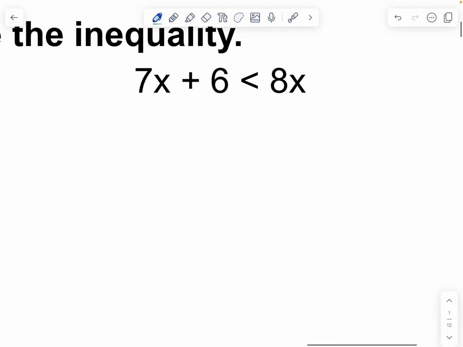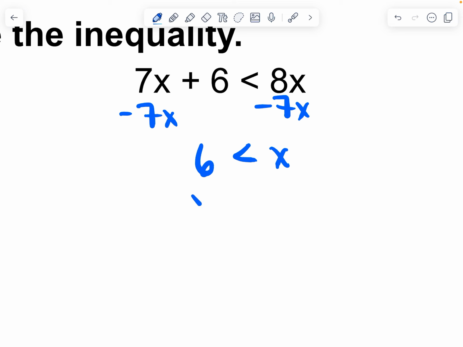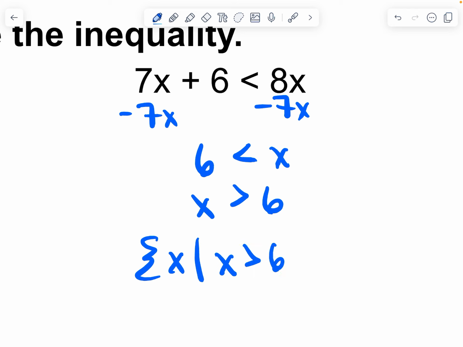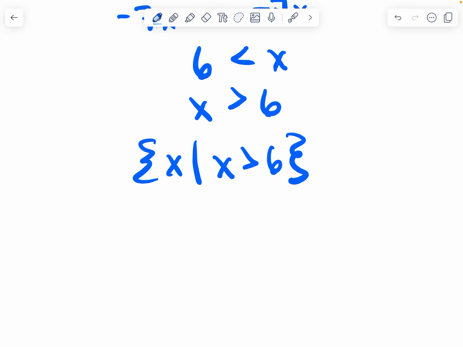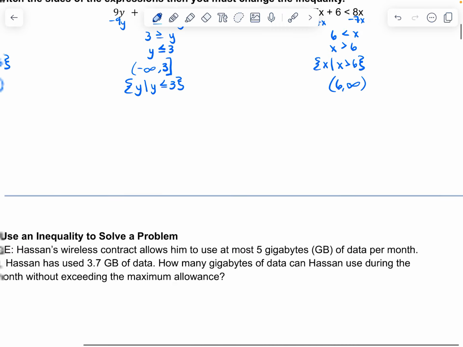Okay. Subtract 7x from both sides. I get 6 is less than x, or x is greater than 6. x such that x is greater than 6. And then to graph it, the numbers are bigger than 6, so it's going to be numbers bigger, and it is not including 6.